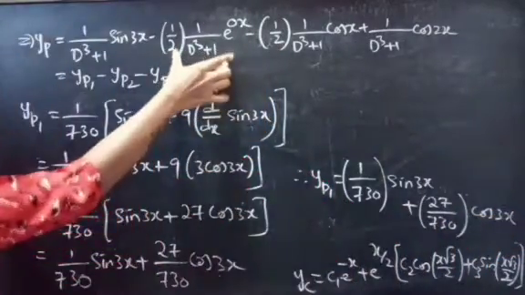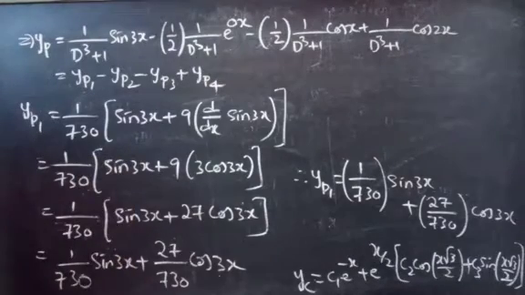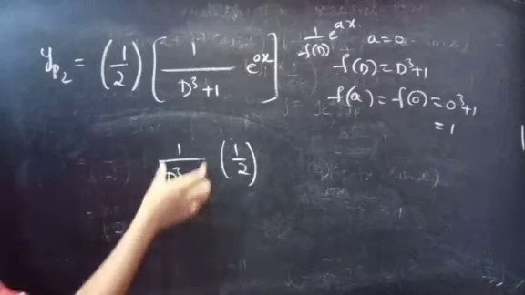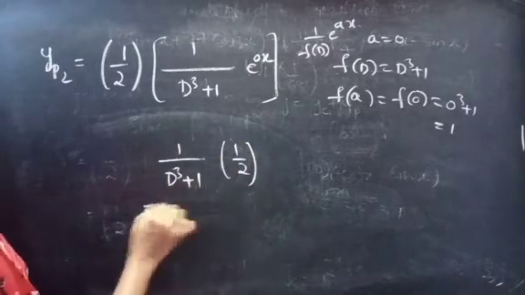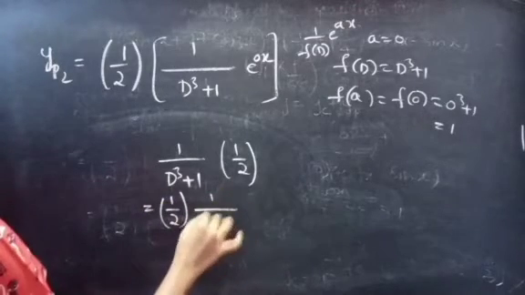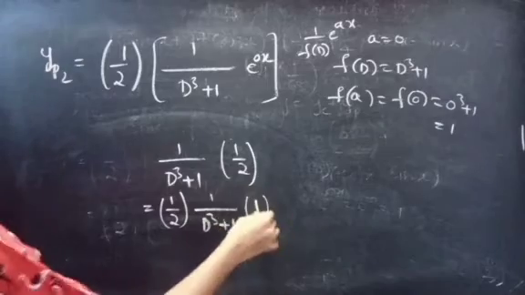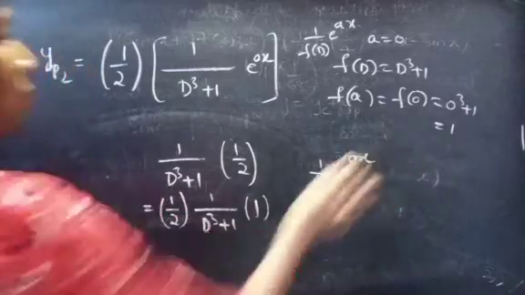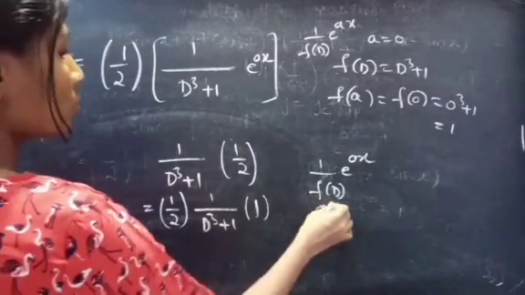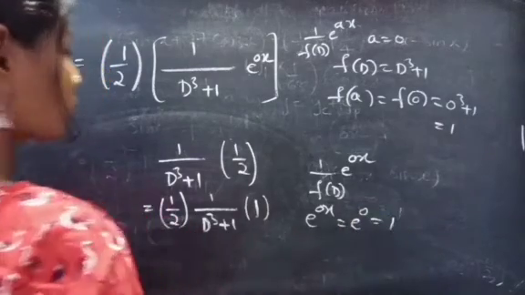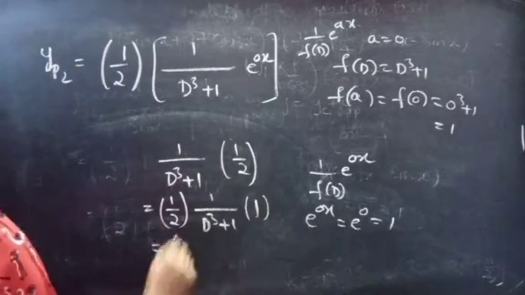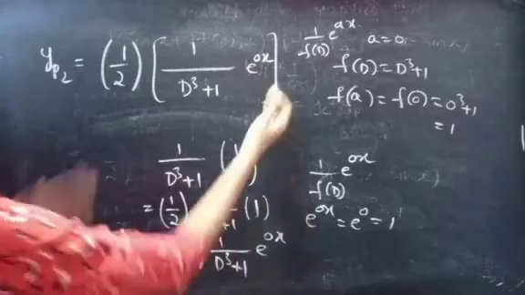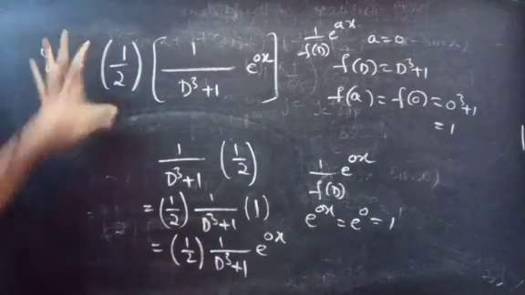Now let's find yp2. We have yp2 equals 1 by 2 into 1 by f of D into 1, a constant. So we can write it as constant into 1 by f of D into 1. Since we have a constant, we can write it as 1 by f of D into e power 0x form, right? Since e power 0x equals e power 0 and e power 0 is 1, we can replace this 1 by e power 0. Then this becomes 1 by 2 into 1 by (D cube plus 1) into e power 0x, right?